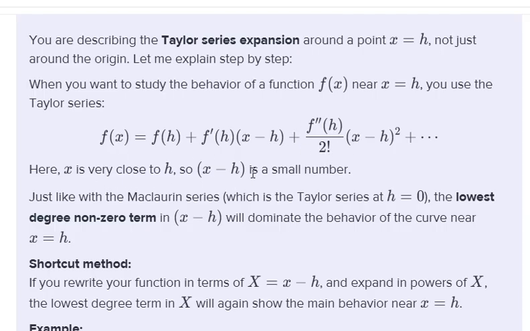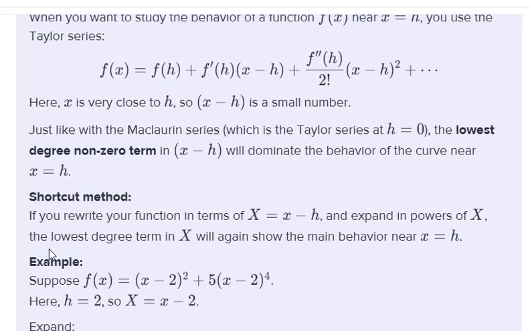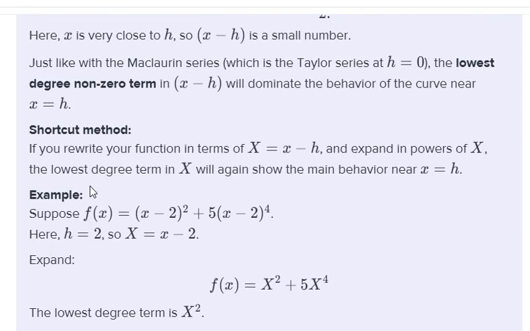Whenever x is very close to h, this x minus h and all those terms work. Just like the Maclaurin series, the lowest degree non-zero term will dominate the behavior of the curve near x equals h. But here there is a shortcut method: you rewrite the function in terms of capital X equal to x minus h.